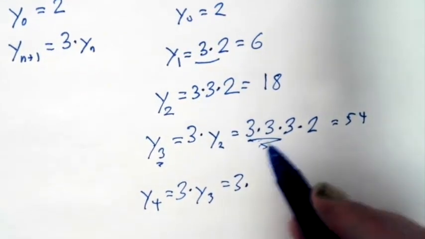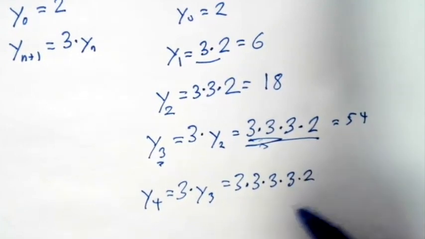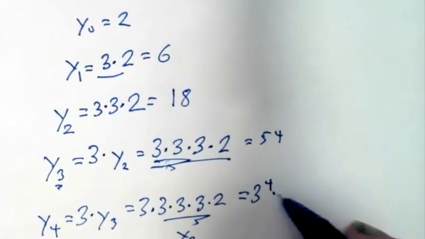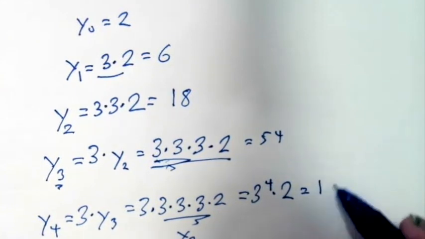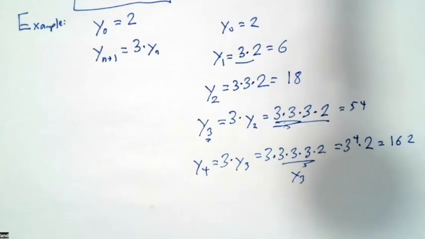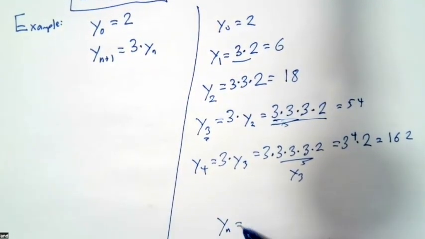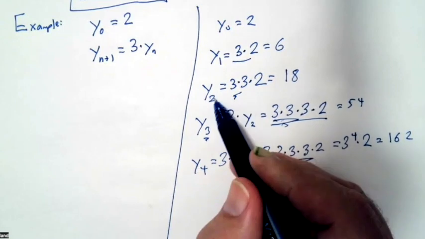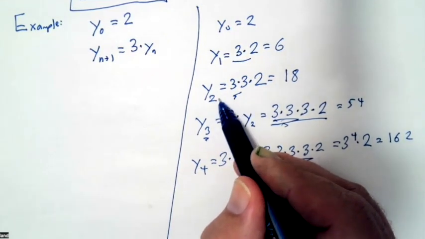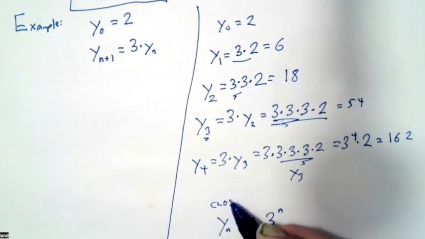And then if I look at y sub 4, I have 3 times y sub 3, which is going to be 3 times this whole thing, which is 3 times 3 times 3 times 2. So that becomes 3 to the 4th times 2, which is 162. Here's the thing, you want to find this pattern, and finding this pattern, you get that y sub n is equal to 2 times 3 to the n. Because if you look back at each of these, I'm multiplying 3, matching the subscript on the expression. So this would be my closed form solution.